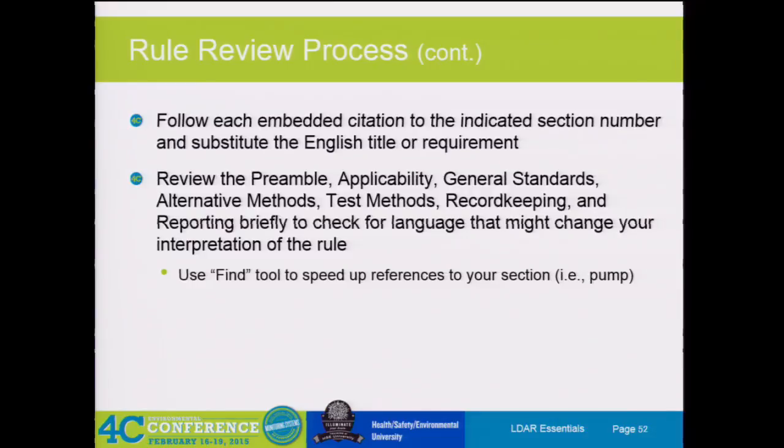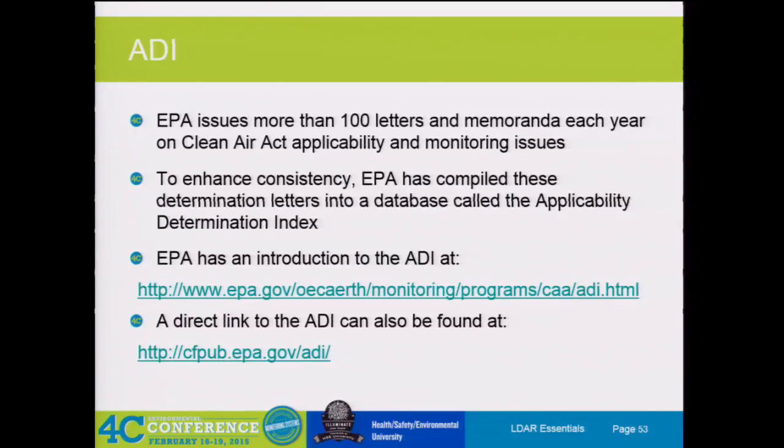Follow the embedded citations. And then review the preamble, applicability, general standards, and alternative method, test method, record keeping, reporting briefly to check the language that might change your interpretation of the rule. As you said, each person reads the rule differently. If it says you should do this, you say you're not going to report anything because it said should. Other people might report a deviation because it said they should have done it. Some people take things different ways. I'm not missing anything, am I?